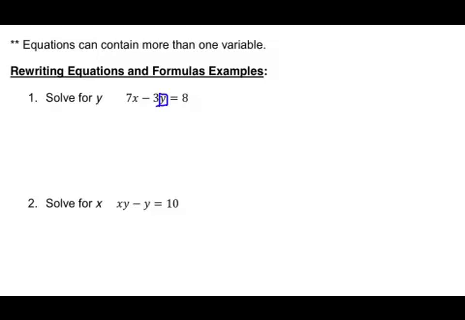So in order to get y by itself, we first want to get rid of 7x. It is a positive 7x, so we're going to do the opposite, which is to subtract 7x. So on the left-hand side, we are left with negative 3y. On the right-hand side, we know that we cannot combine 8 and negative 7x, so we are left with 8 minus 7x. We just write them separately.